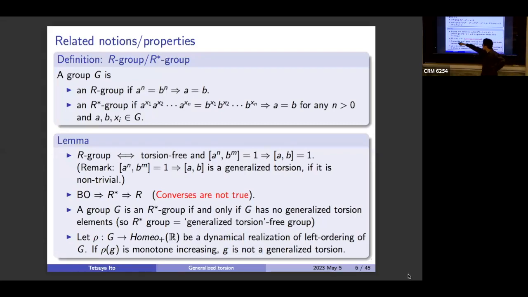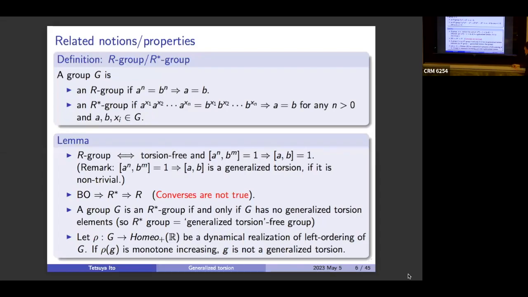And it is an easy exercise that a bi-orderable group is always an R star group. An R star group is always an R group, and the converse is not true. To us, it is important that this definition is similar to the generalized torsion element. It is easy to check that a group is an R star group if and only if it has no generalized torsion element. So an R star group can be understood as a generalized torsion free group.